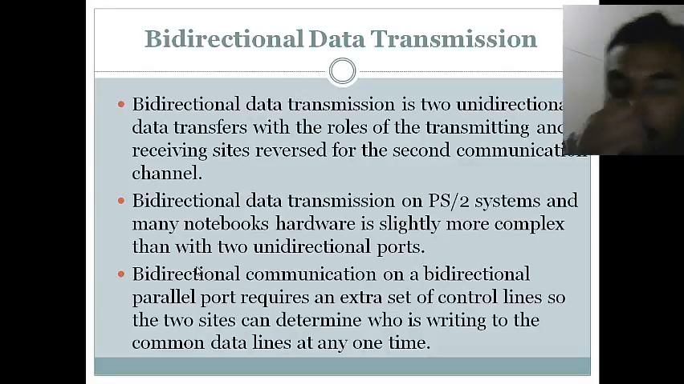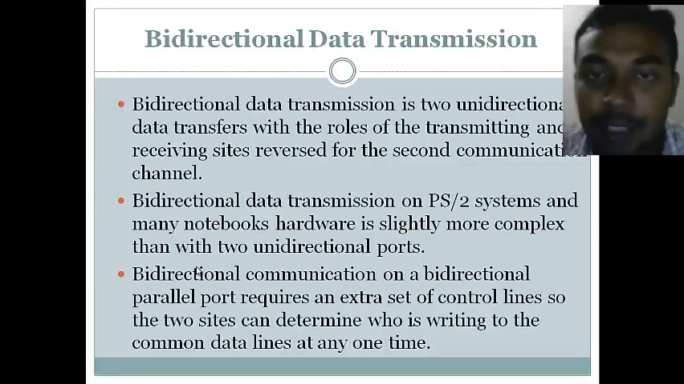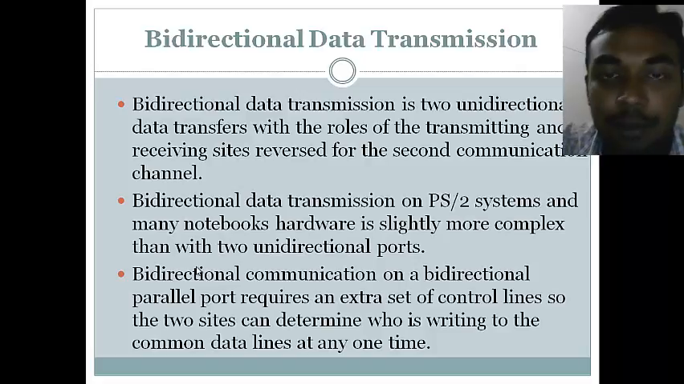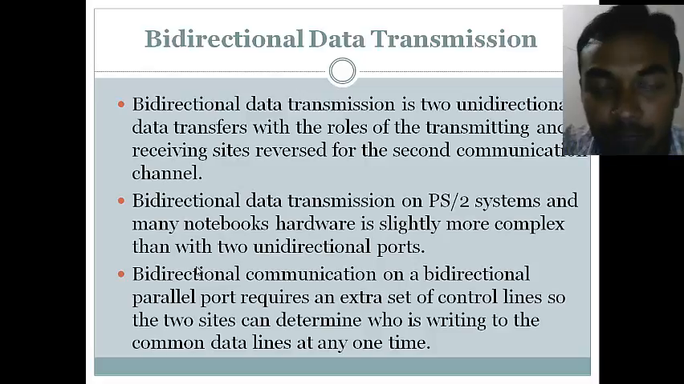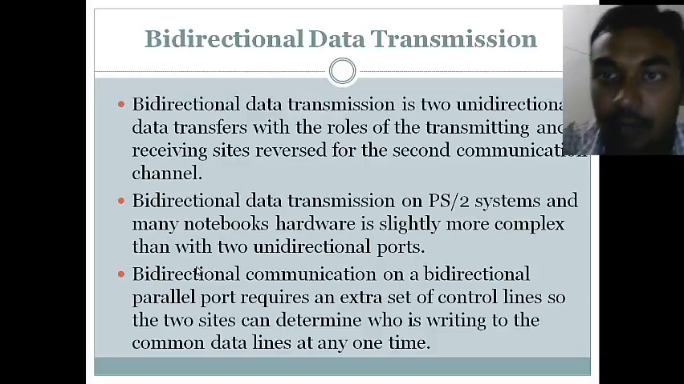Now, earlier we talked about unidirectional data transmission, from one port to another, as in the case of printers, which is how it prints. Suppose you want to transfer data from one port to another, it generally happens in notebook and PS2 systems. In those we can see bidirectional data, where the data is transferred in both ways. Here, what happens?